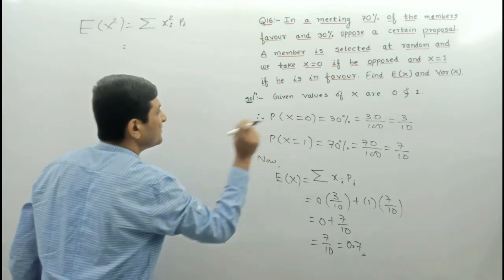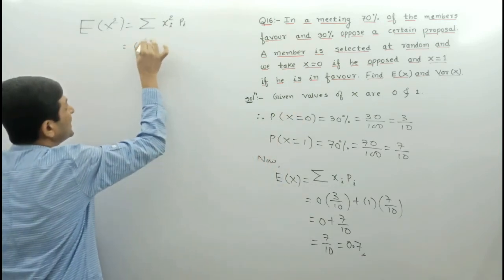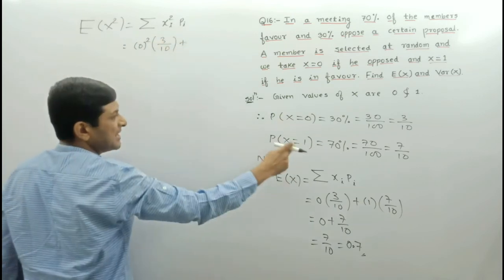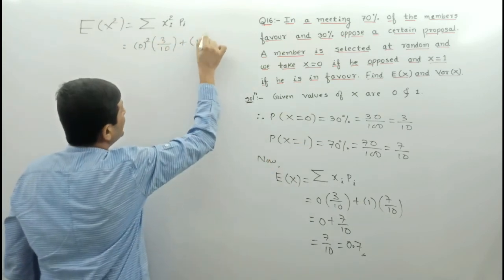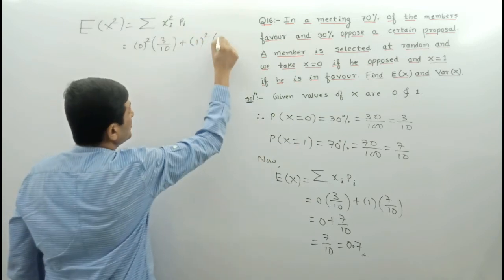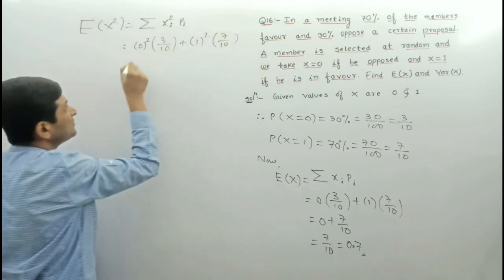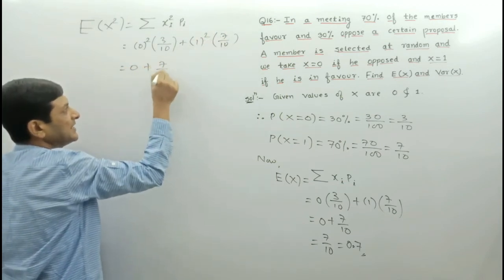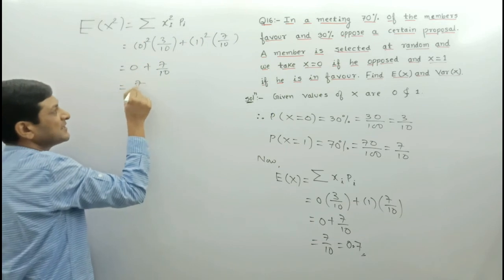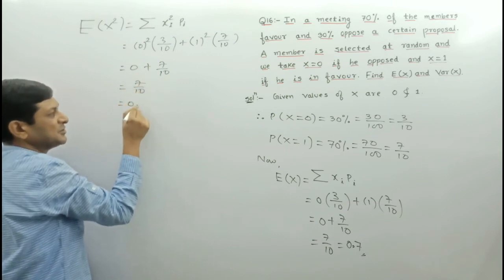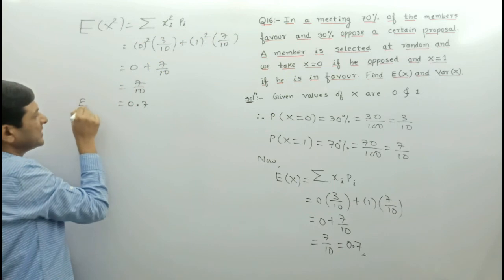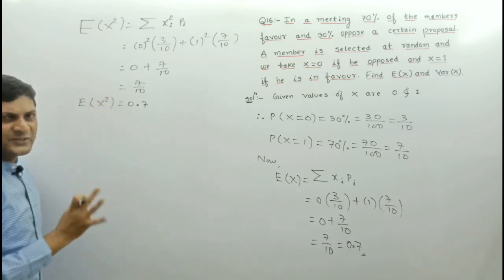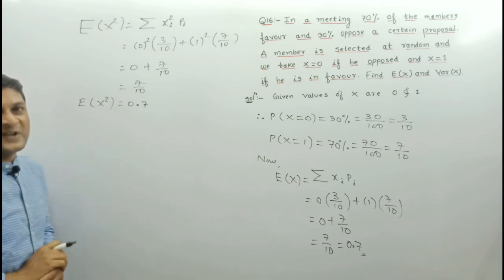What is the first value of x? 0. So 0 square into its probability, 3 by 10, plus, what is the second value of x? 1. So 1 square into its probability, how much? 7 by 10. Now 0 into any number is 0, the square of 1 is 1, 1 into 7 by 10 is 7 by 10, and 0 plus 7 by 10 is 7 by 10, which can be written as 0.7. So here E of x square is 0.7 and E of x is also 0.7. Coincidentally we have got the same values here.